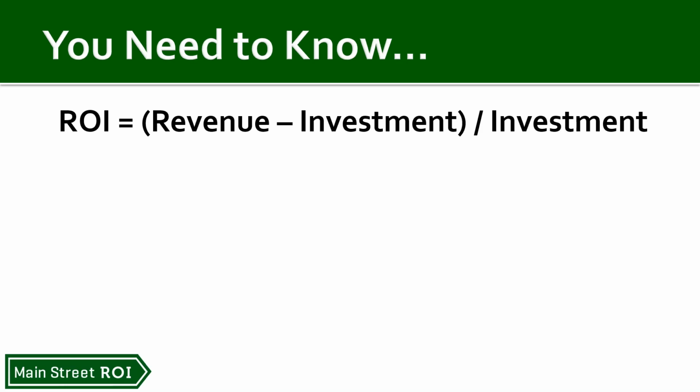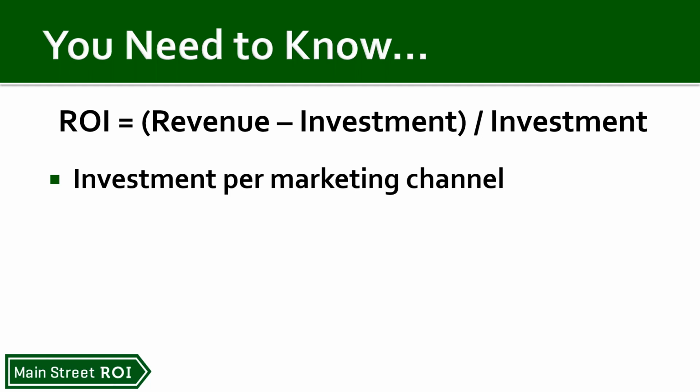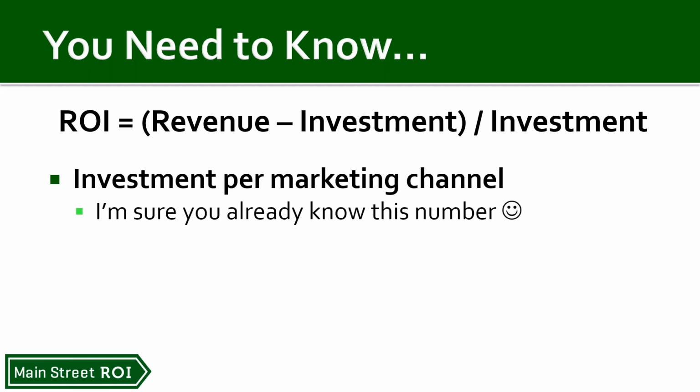All right, so how to calculate marketing ROI. That's what we're going to talk about, measuring your ROI. So everyone knows the formula here: revenue minus investment divided by investment, and then multiply that by 100 to give you that ROI. And then to figure that out, you obviously need to know what your investment is in each marketing channel. I'm sure you already know this number. That's the cost of each service. So if you're investing $1,000 a month in SEO, that's the number we're looking at.